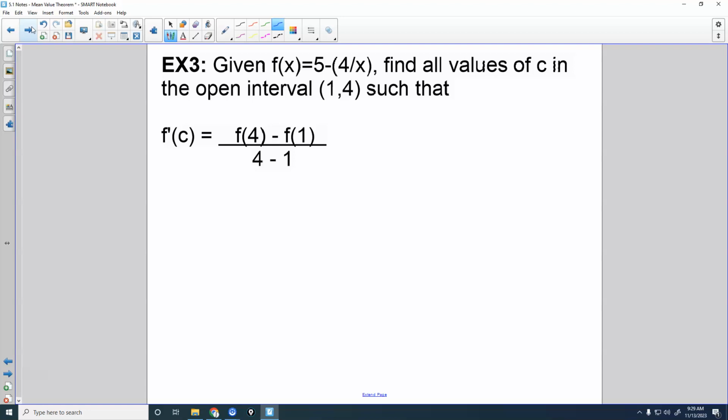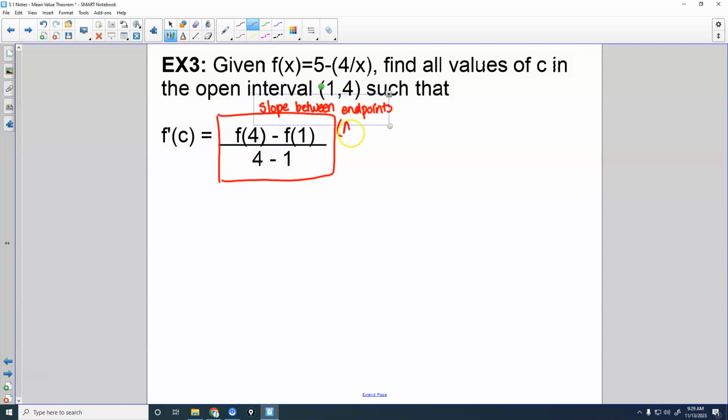It says, given f of x equals 5 - 4 over x, find all values of c in the open interval from 1 to 4 such that f prime of c equals f of 4 minus f of 1 over 4 minus 1. So, this right here, f of 4 minus f of 1 over 4 minus 1, that is our slope between endpoints.